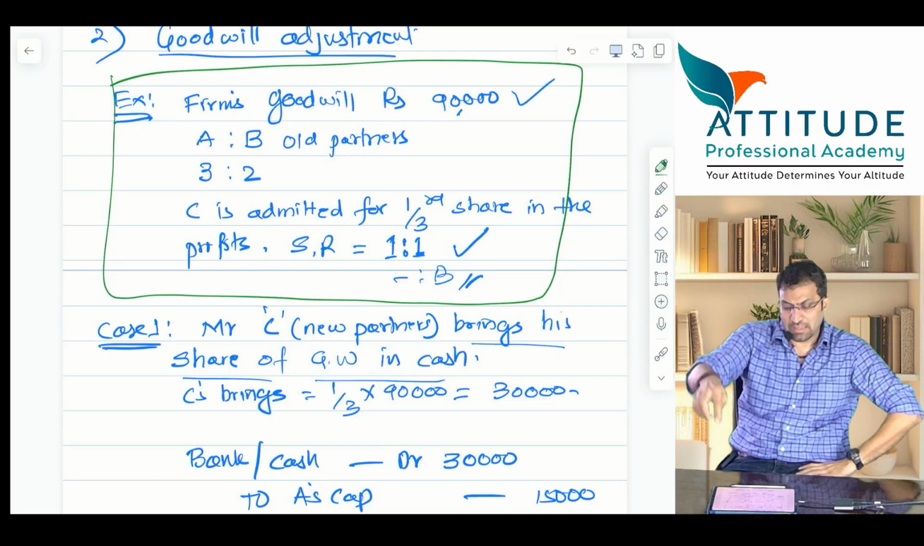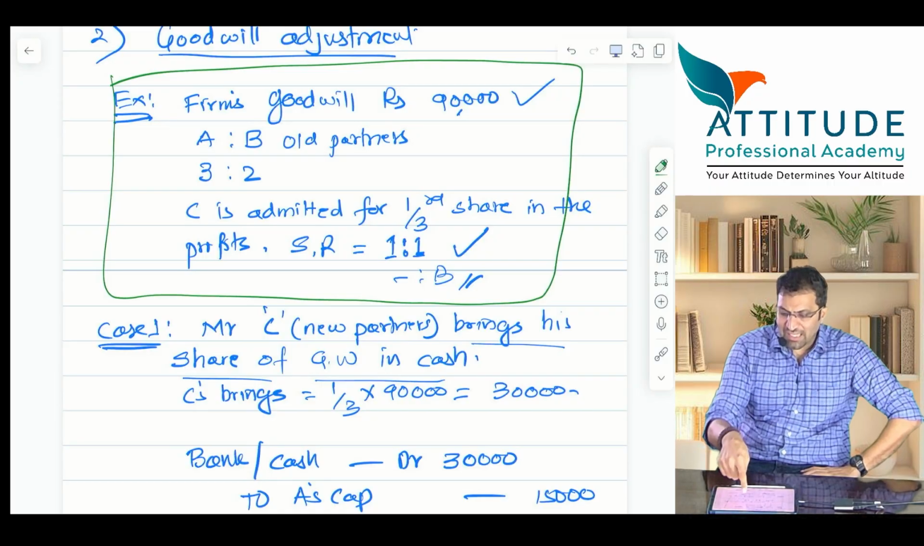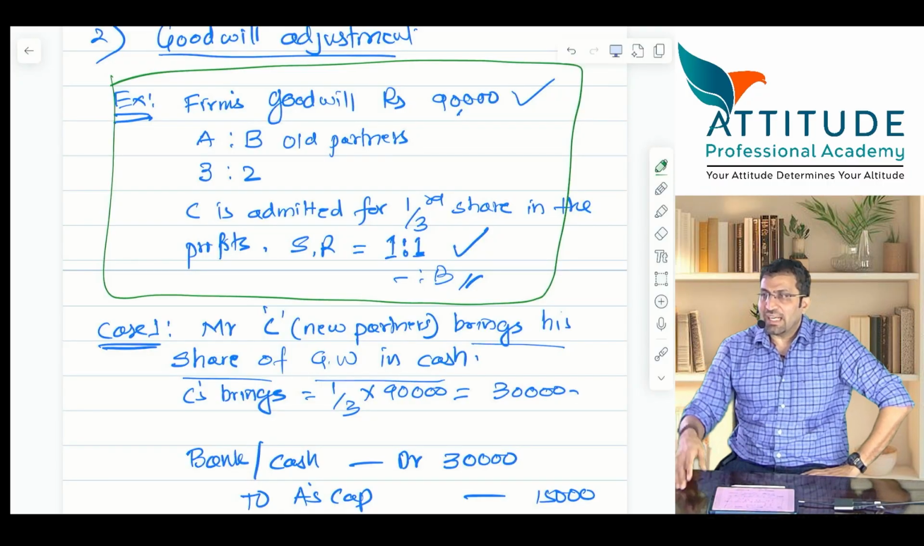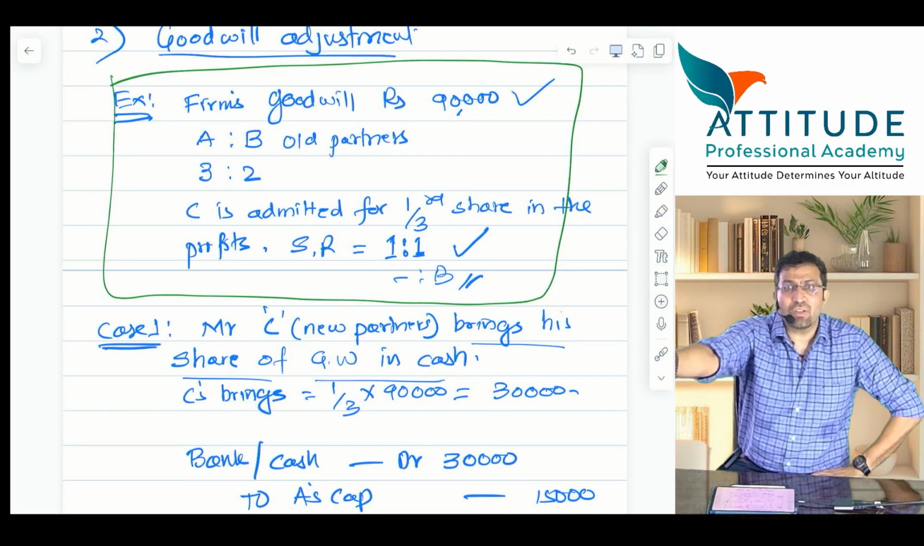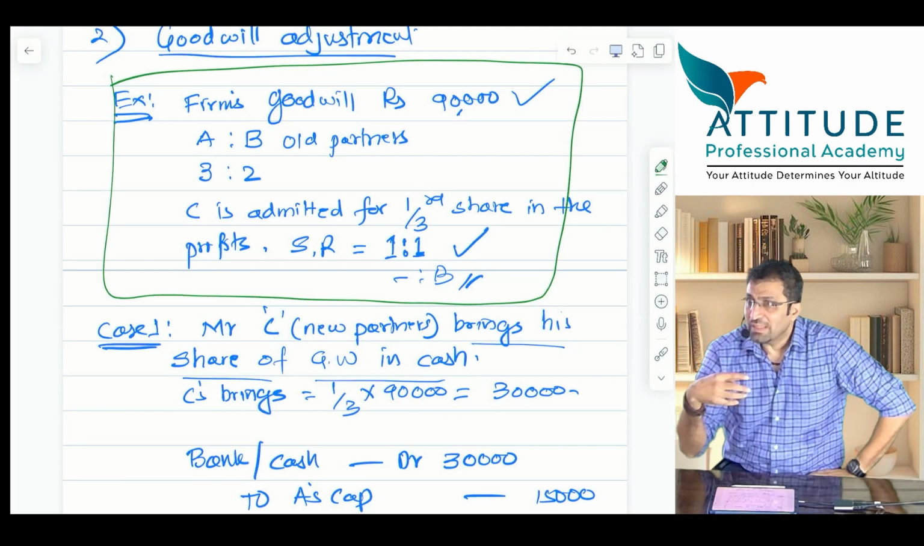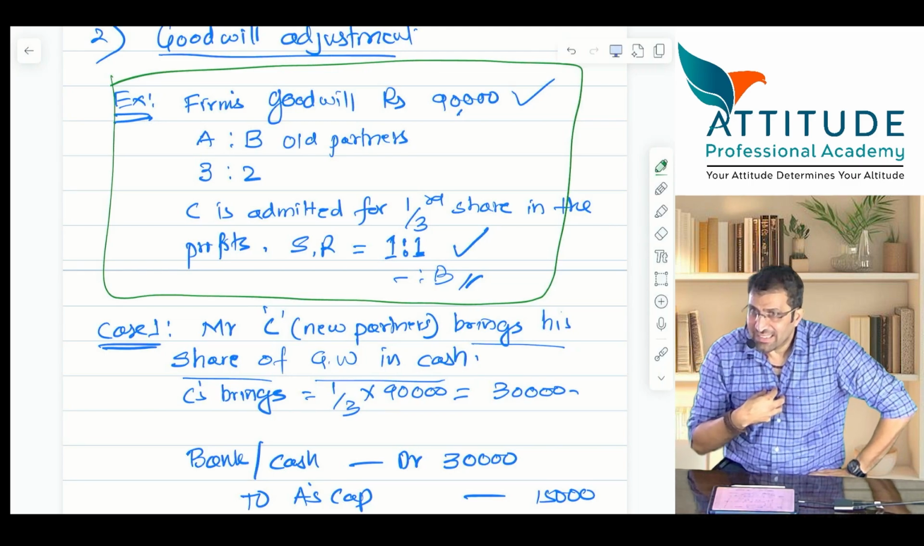हेलो, अभी इधर फर्म गुडविल कितना है? 90. ओल्ड प्रॉफिट शेयरिंग रेशो 3:2. सैक्रिफाइस रेशो तो मुझे 1/3 लाना पड़ेगा ना. 1/3 of 90,000 is 30,000. And you have sacrificed how much? 1:1, no? Now let us assume here Vinayak sir, C is a relative of B.